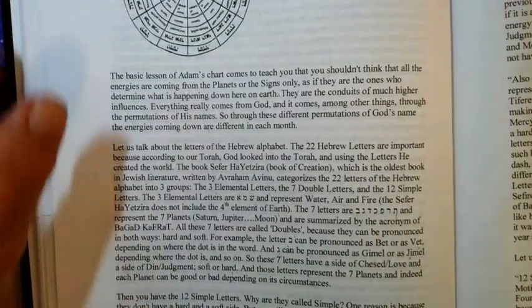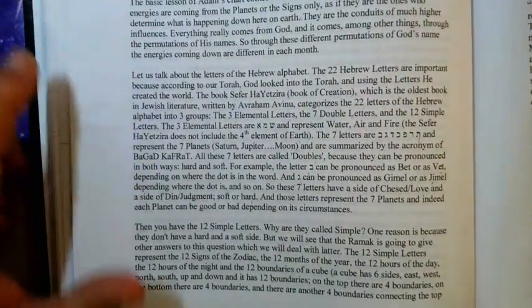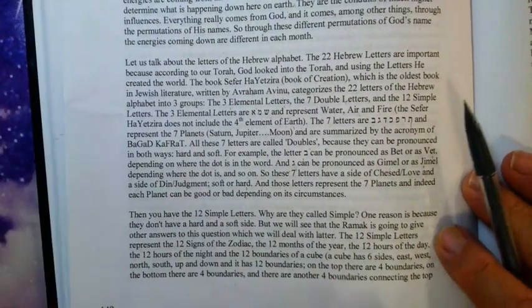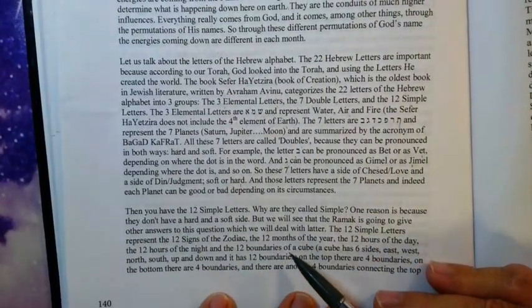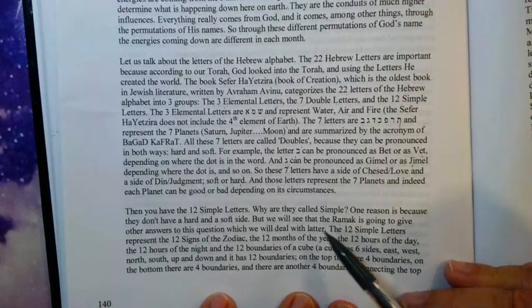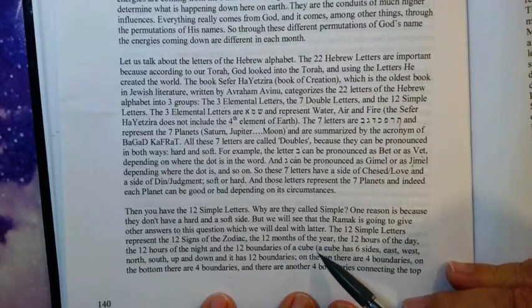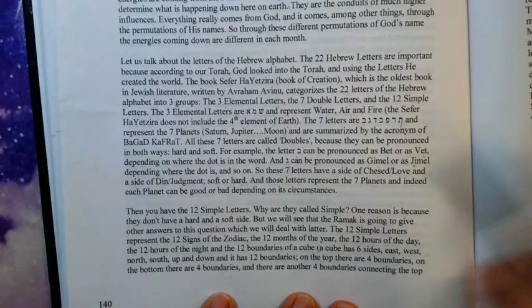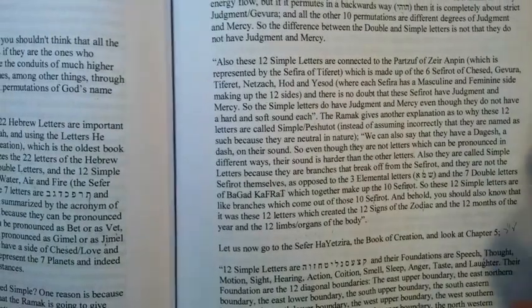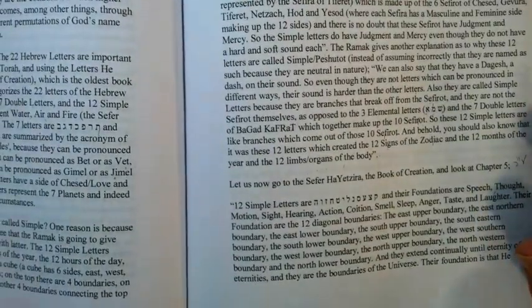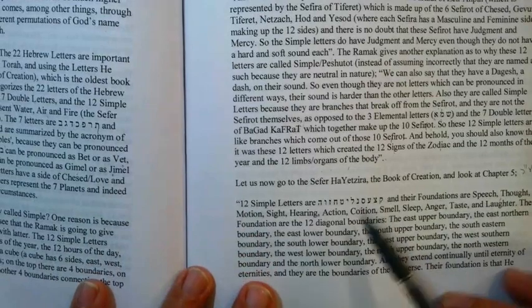So we said that. Now where we're at right now, we're going to skip a little bit and try to get some background on this. Then you have 12 simple letters. So the simple letters can't be pronounced doubles. They can only be pronounced one way. And he said that the Ramak later on is going to tell us that there's a way to understand simple letters. But here we're going to go down to a lower level on this page.